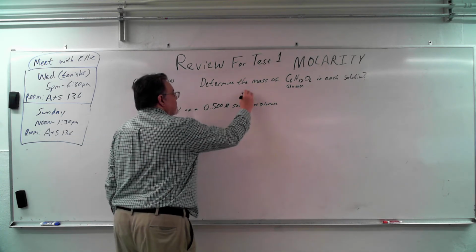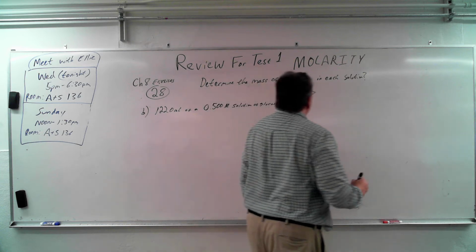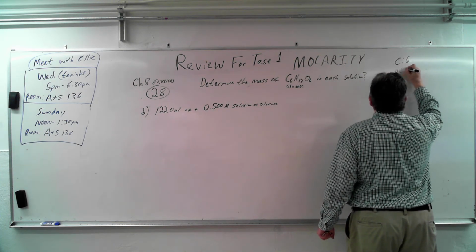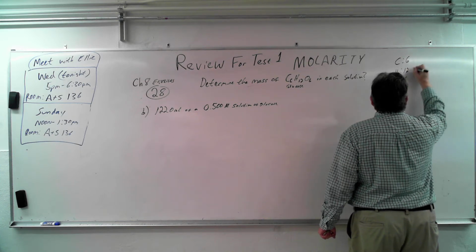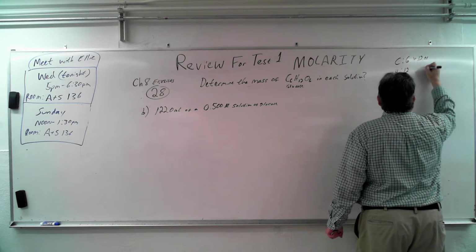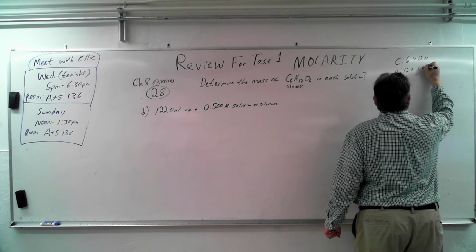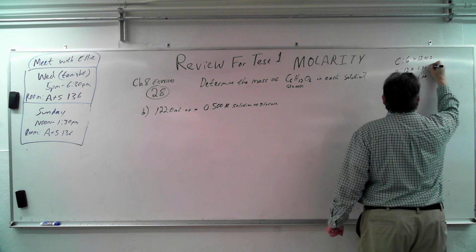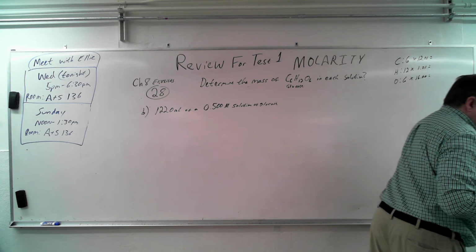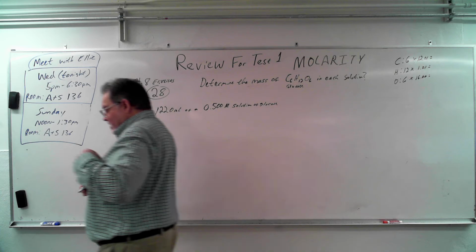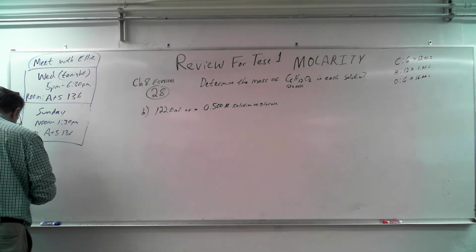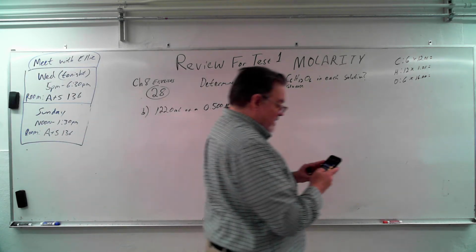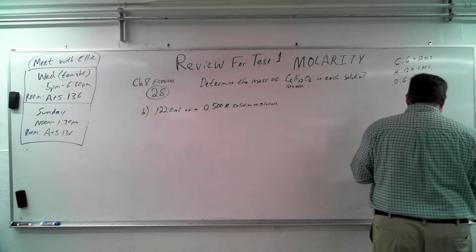Mass is mentioned, so we're going to have to do this. 12.01 is off the periodic table, 1.01 is off the periodic table, and this will be 16. And this is, again, something I might just give you on the test, just to save you a step. 6 times 12.01.